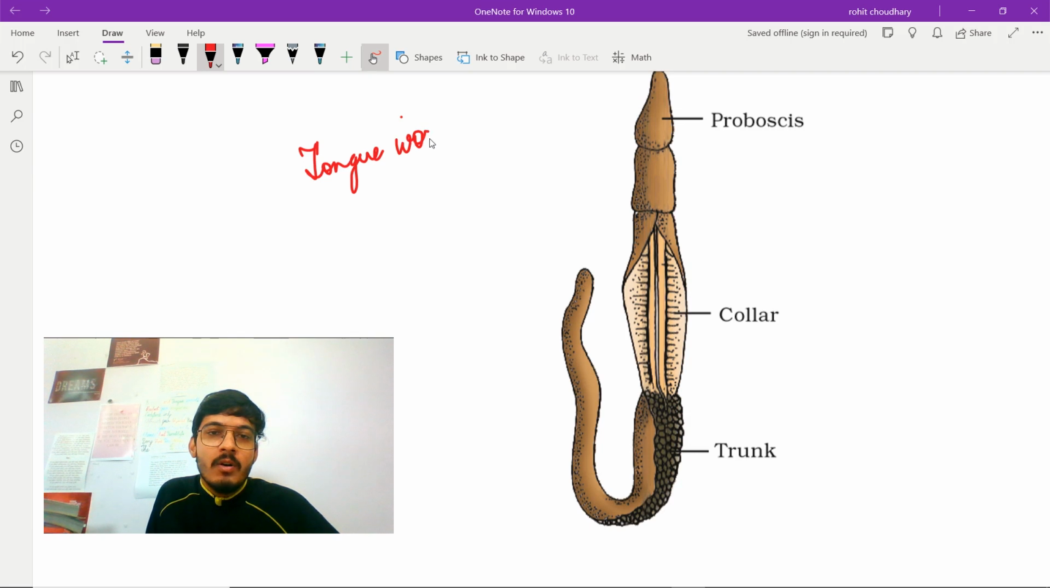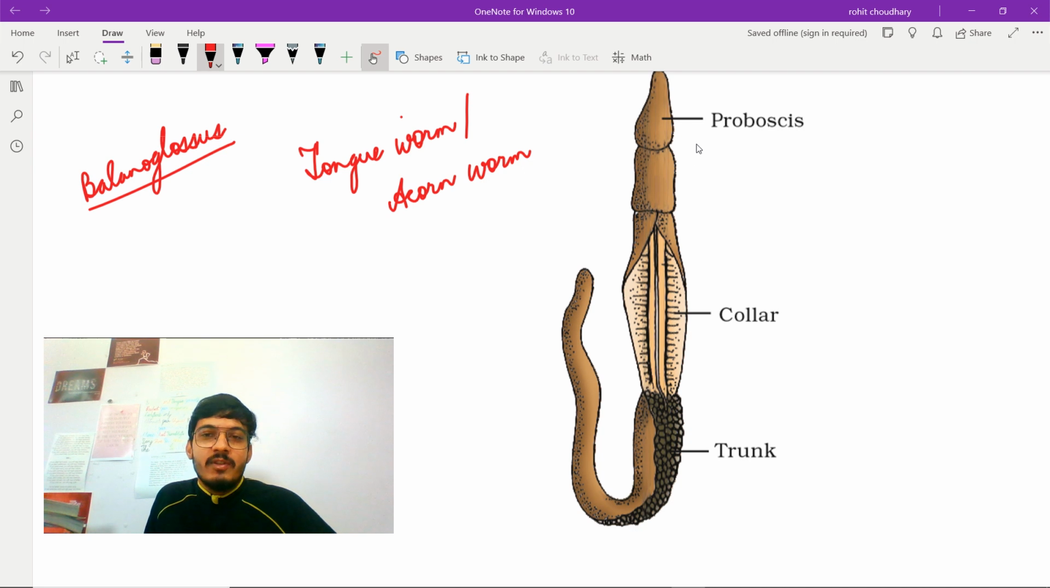Tongue worm, or we can call it an acorn worm. This is commonly known as tongue worm or acorn worm, but the zoological name is Balanoglossus. So the body of Balanoglossus is divided into three parts, namely the first one is proboscis. It is present on the anterior side and it helps in excretion as it is an excretory organ.